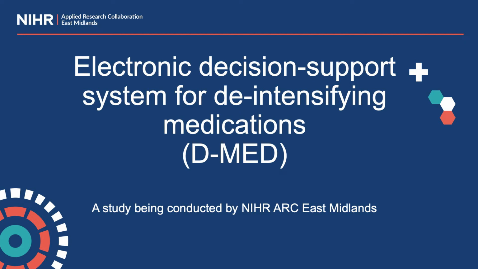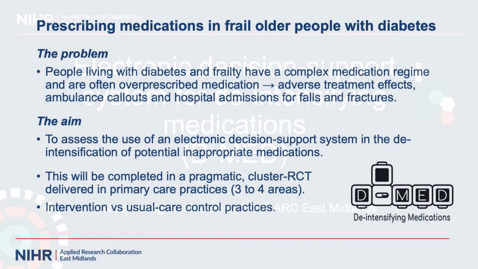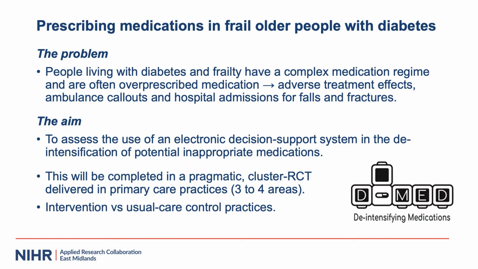I'm Grace, I'm the study lead, and I'll give you a brief overview of the DMED study and what participation involves. So what's the problem we're trying to address with the study? Well, older people living with both diabetes and frailty have a complex medication regime, and patients are often overprescribed medication by their GPs. So this overprescription can lead to adverse treatment effects, large volumes of ambulance call-outs, and an increase in hospital admissions for falls and fractures.